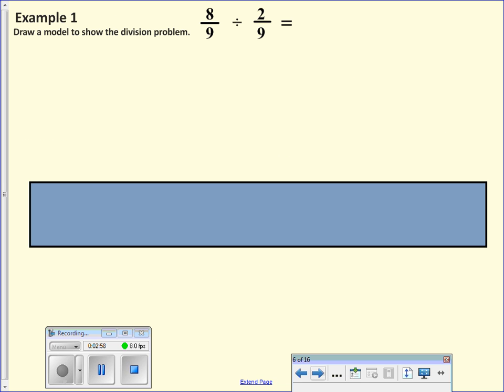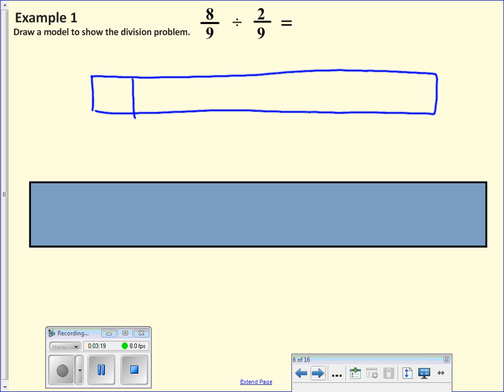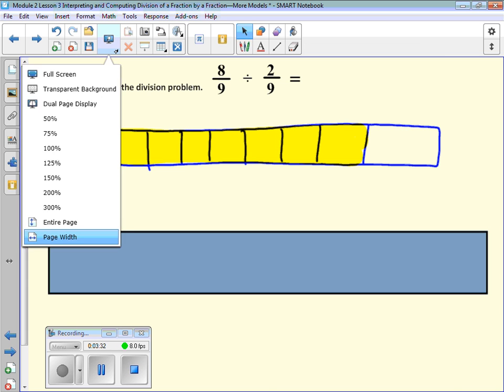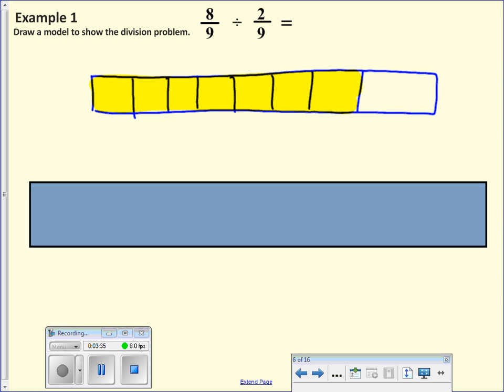Okay, 8/9 divided by 2/9. What is it that we have? Remember, we said that's the question we're going to keep asking. What is it that I have that I'm breaking into groups? 8/9. So, draw your 8/9. If you have a highlighter or a colored pencil, that might be helpful. So draw your 8/9. All right, now my 8/9.